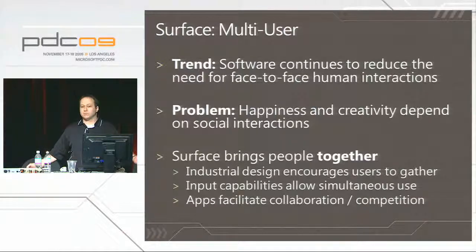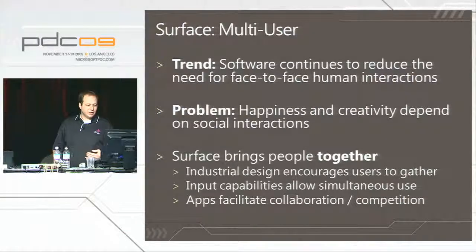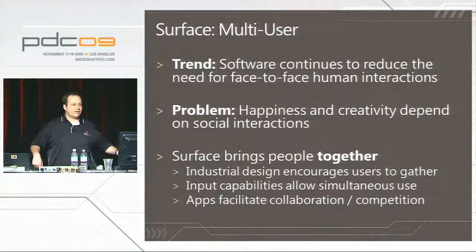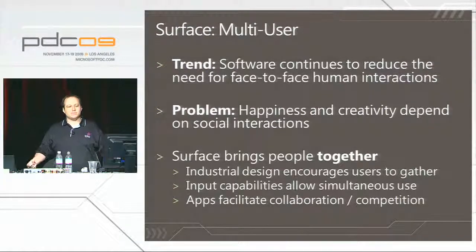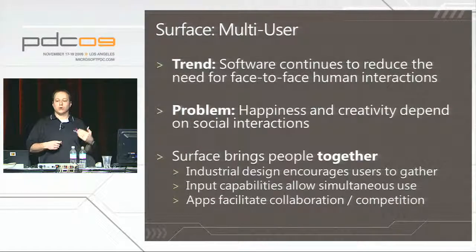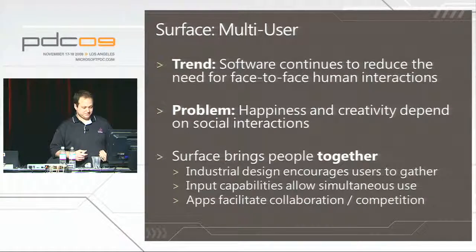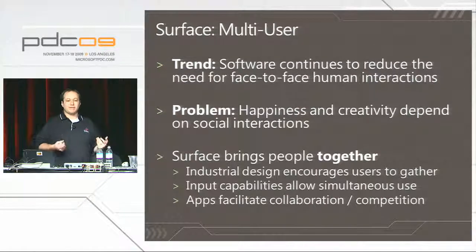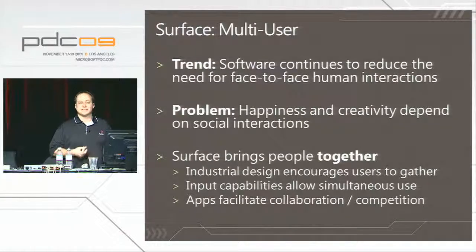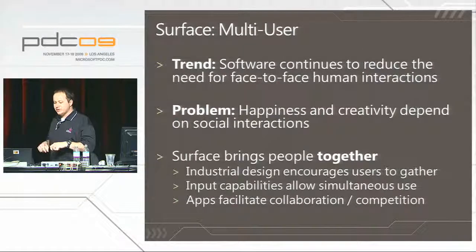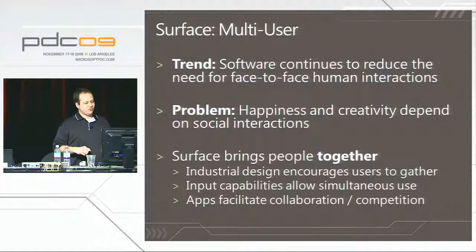And Surface lets us break that trend. It lets us take things in the other direction. Our industrial design, the fact that we are horizontal, the height that we've chosen, the width of that lip around the edge of the surface was designed precisely to encourage people to gather around all sides of the unit, facing each other, and using the software as a tool to facilitate face-to-face collaborations. We also have the input capabilities that enable people to interact simultaneously. There's no turn taking. Everybody can jump in at the exact same time. And we have partners who are building killer applications that really, really facilitate this kind of collaboration and friendly competition.